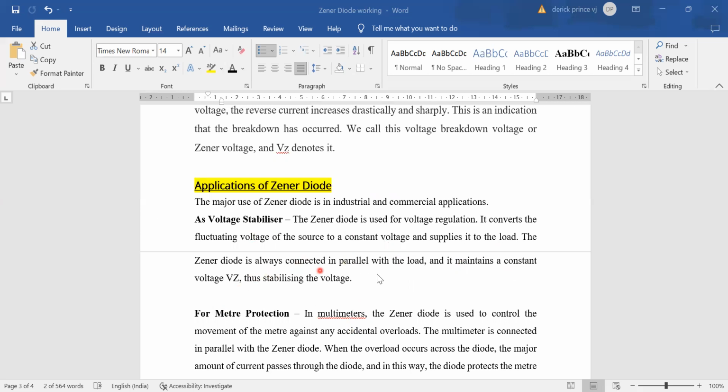The Zener diode is always connected in parallel with the load. Another characteristic we see is that it is always connected parallel to the load, and it maintains the constant voltage. Thus, it is a stabilized voltage.